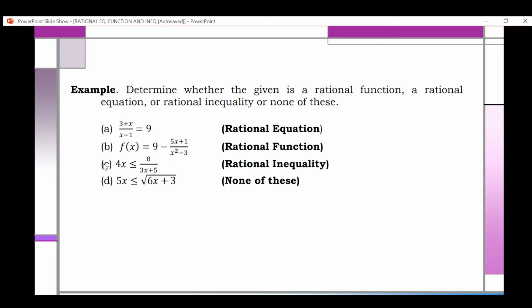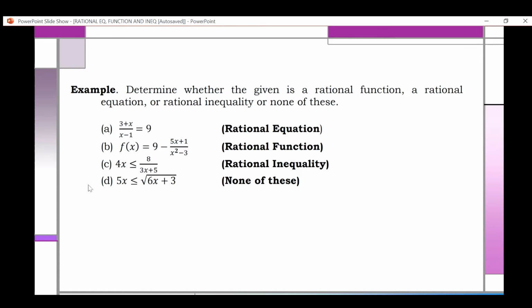Okay? And then letter C, we have here a rational expression. So, class, when we transpose this, it will become minus here. And then if we write it as a single fraction, then we will have here a rational expression. And then the usage of the less than or equal sign. So, this is a rational inequality.